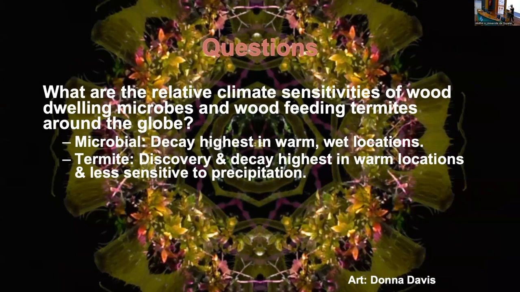Okay, so what we were trying to look at was the relative climate sensitivities to temperature and precipitation of these processes. Our expectation was that microbial decay would be highest in warm, wet locations for the reasons I described, both the Q10 of 2 that we expected, as well as the enzymes needing to be delivered to the substrate. For termite discovery and decay, we thought that it would be highest in warm locations because termites are largely in the tropics, and we thought that they would be less sensitive to precipitation.